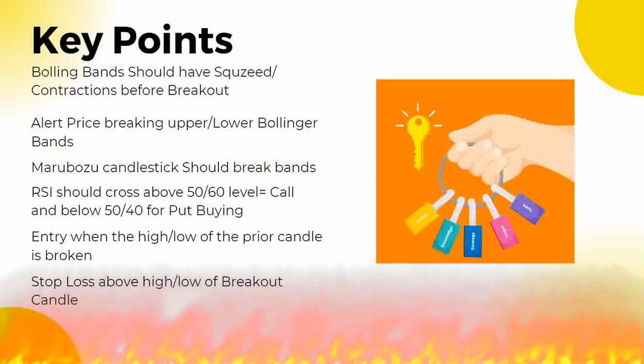Entry is when the high or low of the candlestick is broken. If it breaks the upper Bollinger Band, then you should buy a call when it breaks the high of that Marubozu candle. If the Marubozu candle breaks the lower Bollinger Band, you should enter the trade when the low of that candlestick breaks down, as I've shown in the examples in the live charting. Stop loss goes above the high or below the low of the breakout, as I have already explained. Please do keep a buffer zone and use a trailing stop loss in order to protect your profit and prevent huge losses. It is very important.